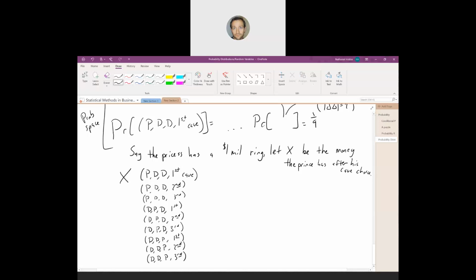Okay, so X is the amount of... sorry, it's a bit sexist, I suppose, but assuming that the princess who's wearing the ring gives the ring to the prince, and so this money is now his to buy them a castle together. So that's what X is. So this is a function that takes in an event and outputs a number. So what would the numbers be for this?